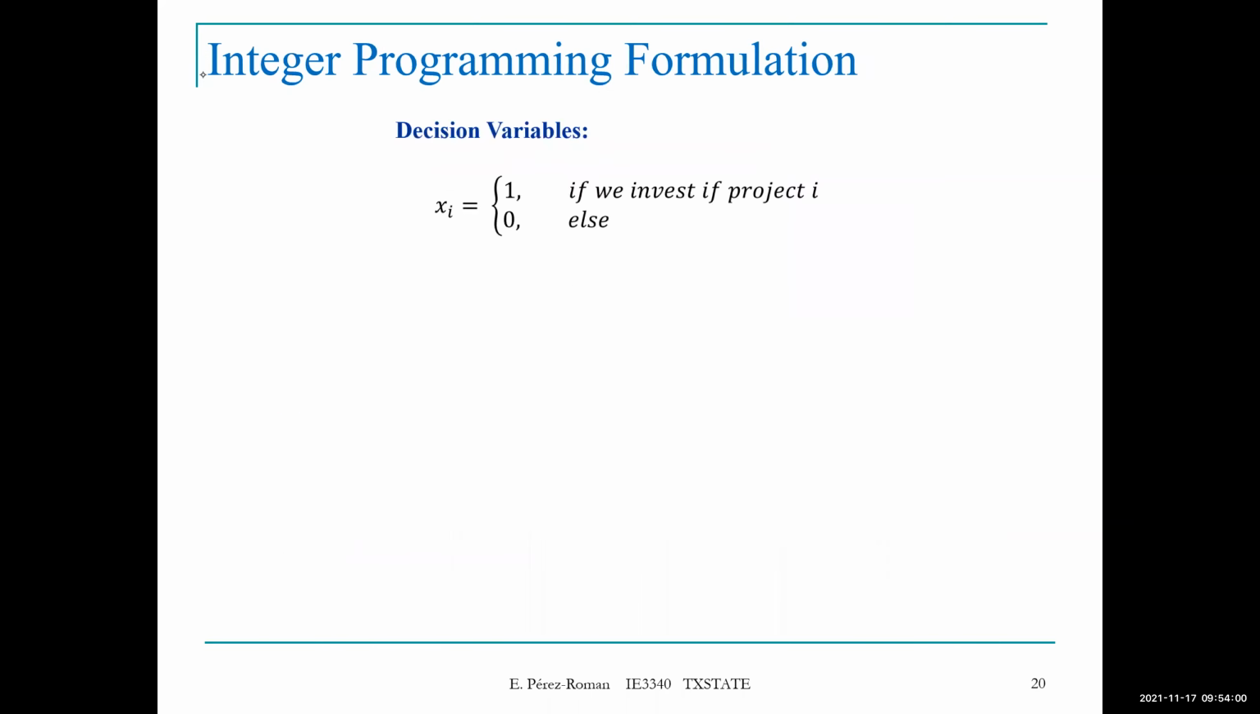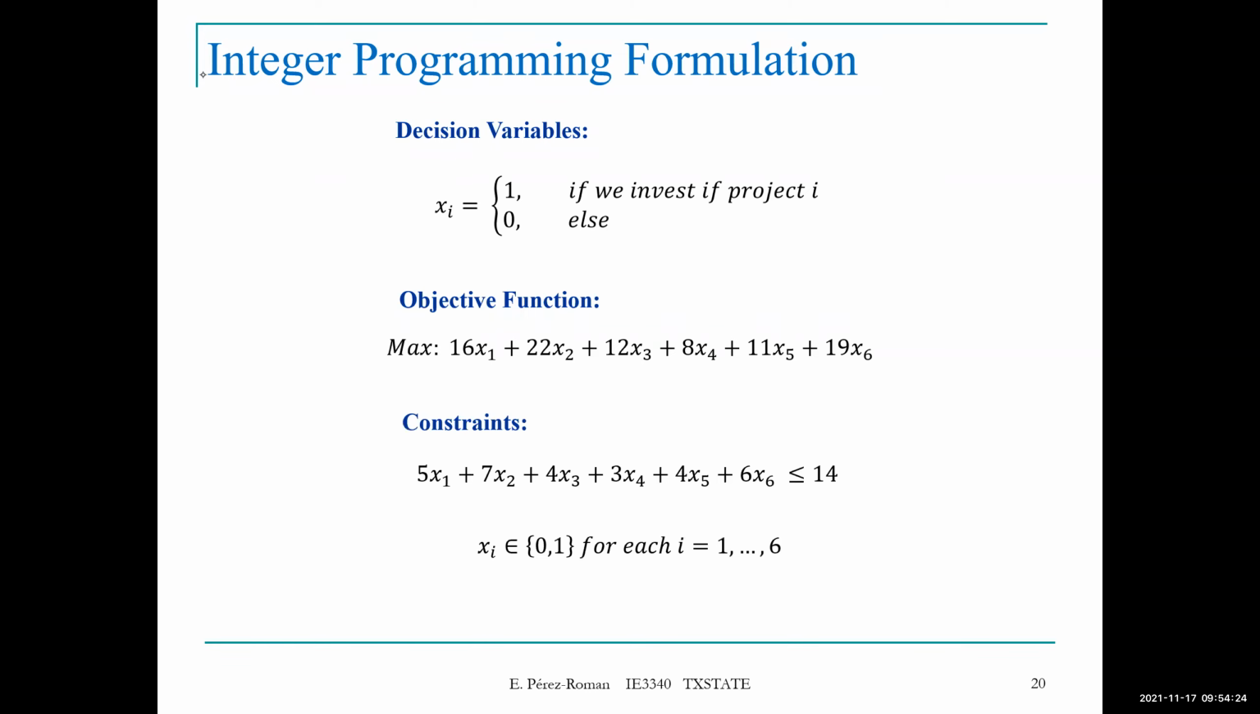If we formulate this as an integer programming model, the decision variables are 1 if we invest in project i, or 0 otherwise. And the objective function will basically maximize the investment net present value, which is what we're trying to do. We want to maximize the net present value.